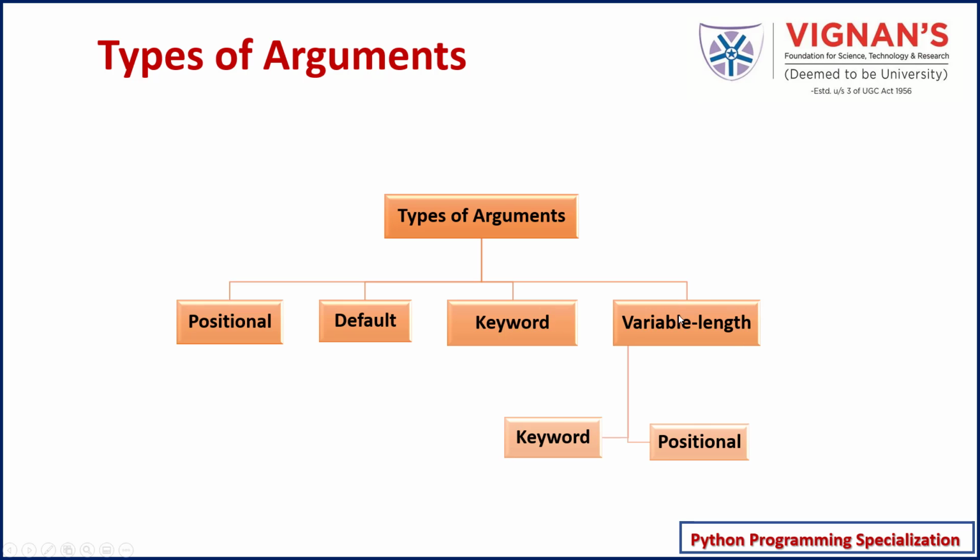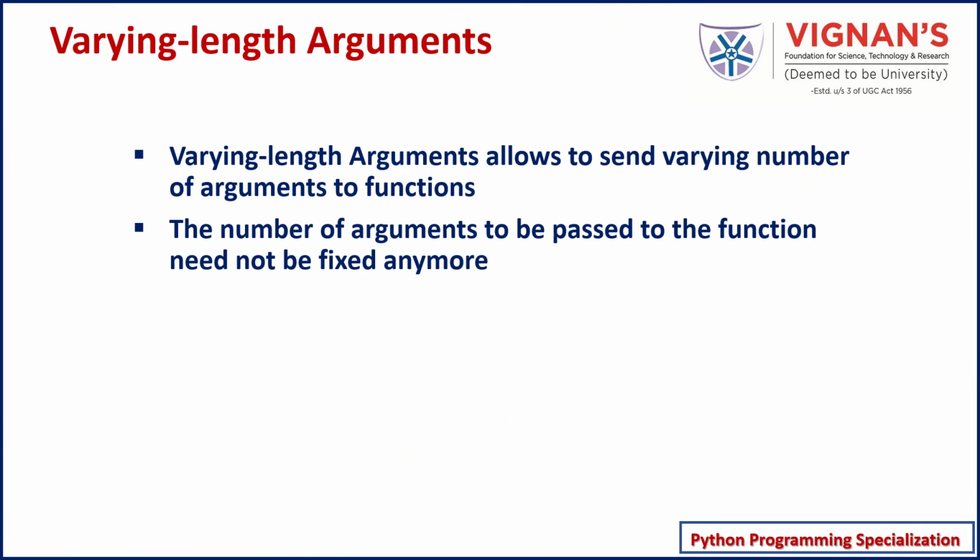In this video, we'll see what variable length arguments are and what the different ways are to pass these variable length arguments in Python. These variable length arguments allow us to send a varying number of arguments to functions. Usually the number of arguments to be passed to the function is fixed. But by using this variable length arguments concept, it is possible to pass arguments that are varying in length. That is, the number of arguments to be passed to the function need not be fixed anymore. So now we'll see what these varying length arguments are and how they are helpful to pass an unknown number of arguments to the functions.